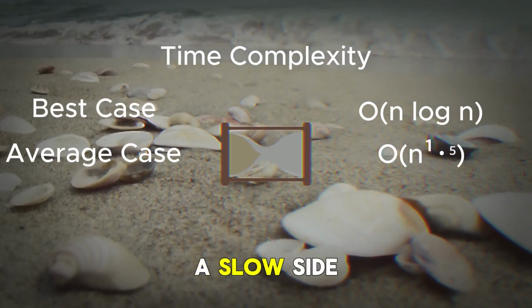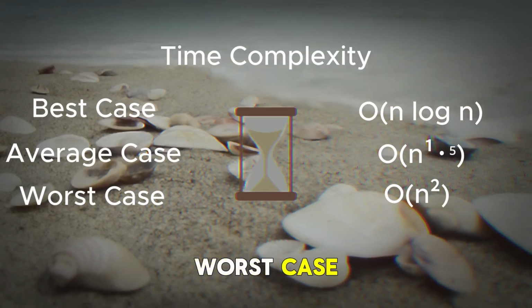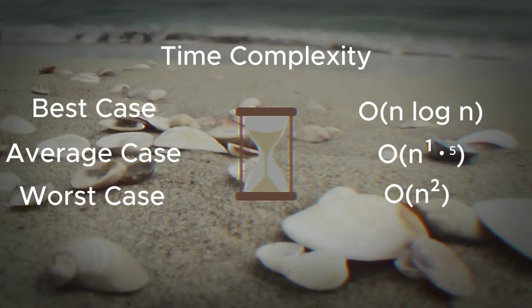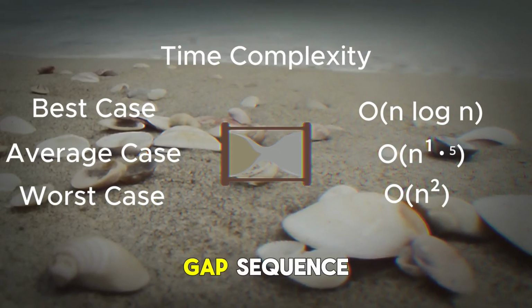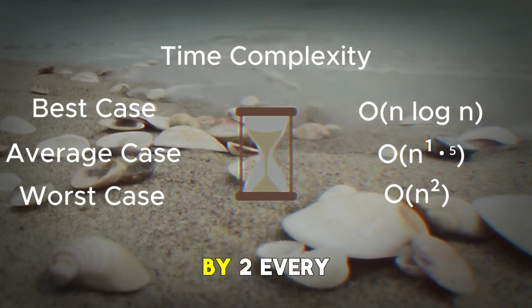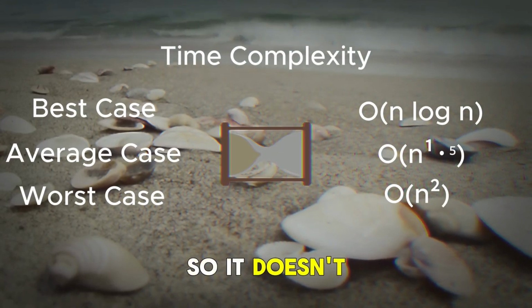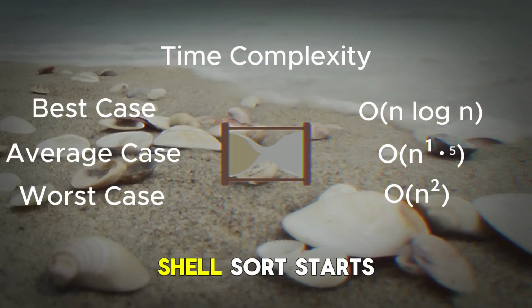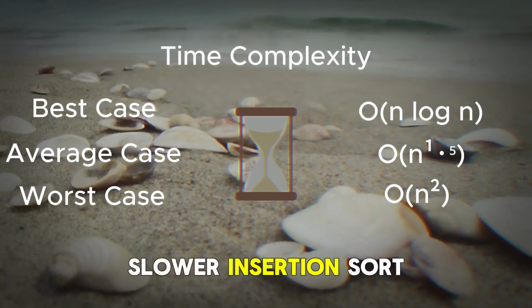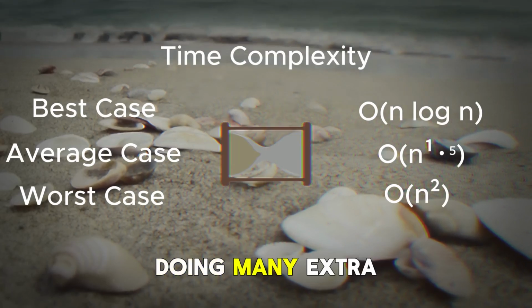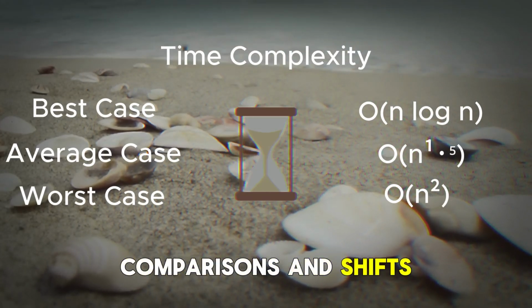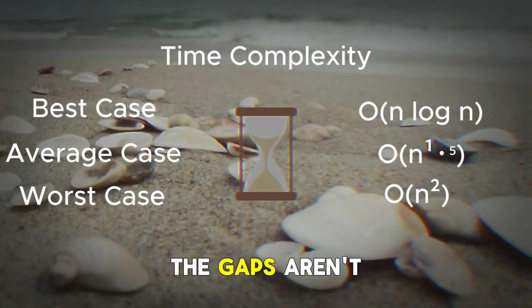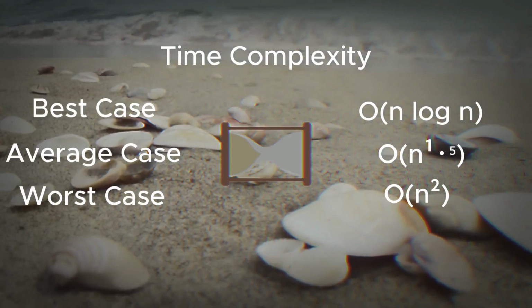However, there's a slow side, which is the worst case. Shell sort can take O(n squared). This usually happens when the original gap sequence, like dividing the gap by 2 every time, doesn't spread the comparisons efficiently. When that happens, shell sort starts behaving like a slower insertion sort, doing many extra comparisons and shifts. So yes, shell sort can be slow, but only if the gaps aren't chosen well.